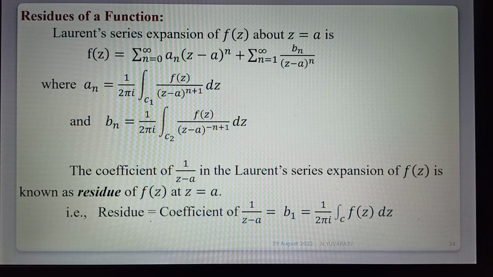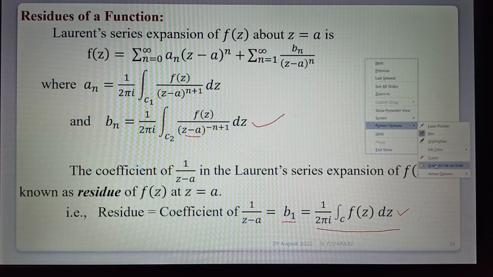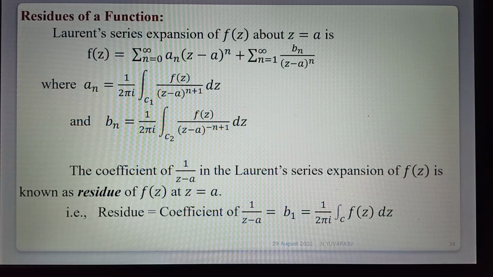So residue means the coefficient of 1 by z minus a, that is b1. b1 is the residue. How to find b1: in this formula, in place of n, replace 1. What comes is 1 by 2 pi i integration over c of f of z. Since n is equal to 1, z minus a power 0 becomes 1, so we get divided by 1, into dz. This is the residue of the given function f of z. So this is the definition.